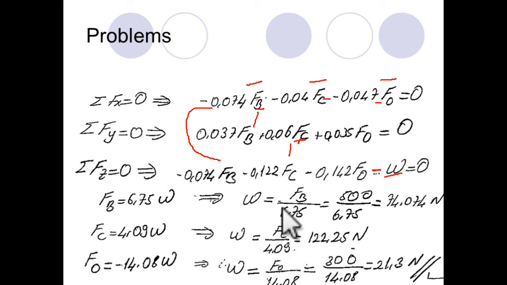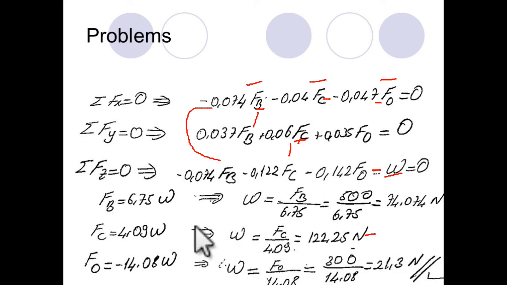Okay. Now, W is equal to FB divided by 6.75 from the first one. So remember that FB can take a maximum of 500 newtons divided by 6.75, and from here I will obtain 74.074 newtons. If I do the same thing from the relationship between the weight and FC, I will obtain this value. So the maximum value for FC is 500 newtons, and that gives me 122.25 newtons.